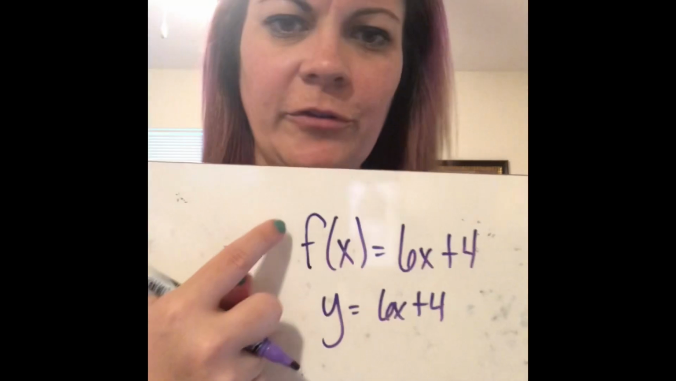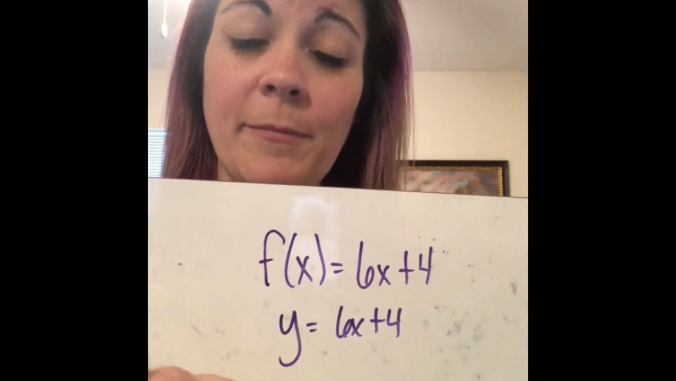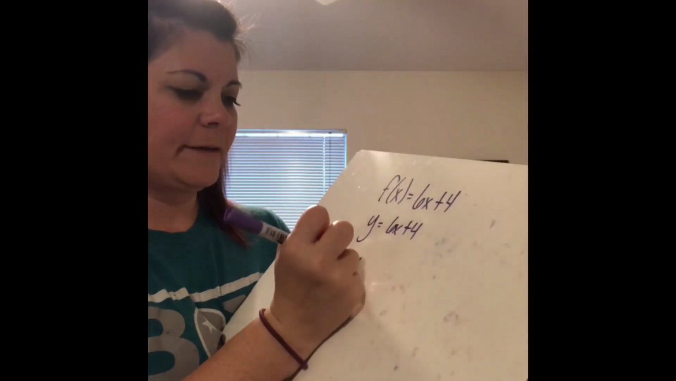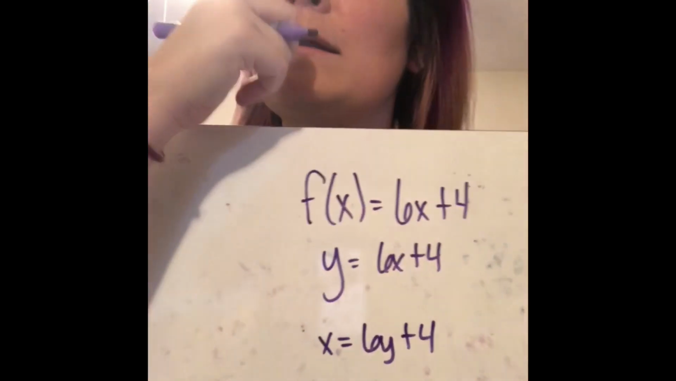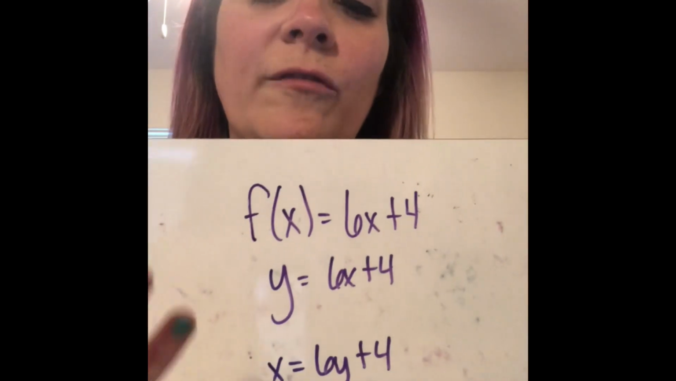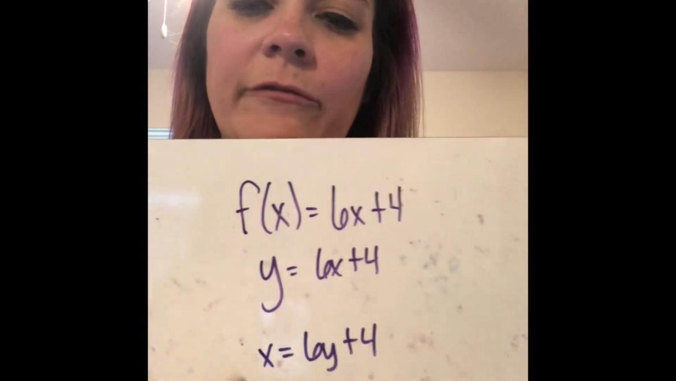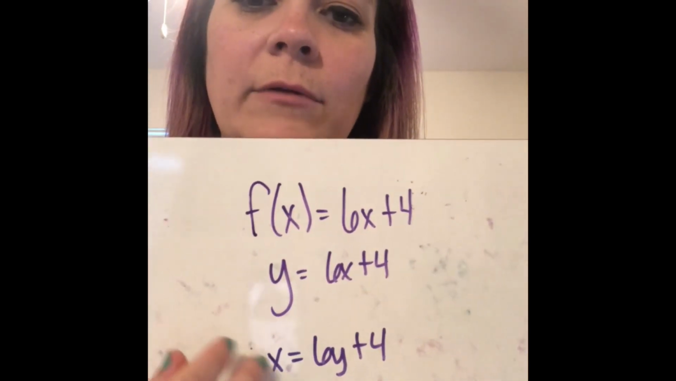So we're substituting y in for f of x, and then to find the inverse, you flip-flop the x and the y. We're going to trade places there. So I trade places with the x and the y, and then to find the inverse, all you do is solve for y. So we're going to solve for y now after we switch the places of the x and the y.